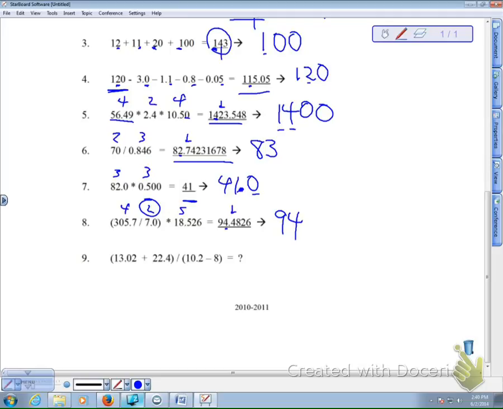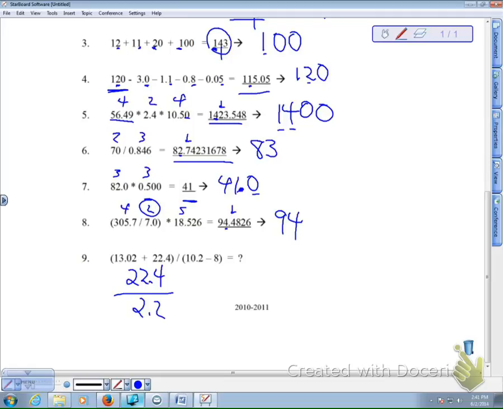And finally, we have a combination here. I have order of operations inside the parentheses that are adding and subtracting. So we're going to do those together. I calculated the first sum here, unrounded, to be 22.4. And the denominator is 10.2 minus 8. So 2.2. Again, both of those are unrounded.